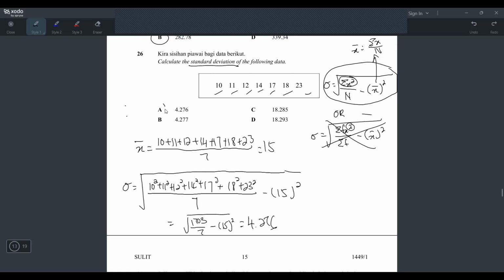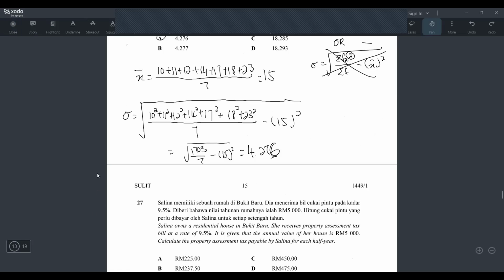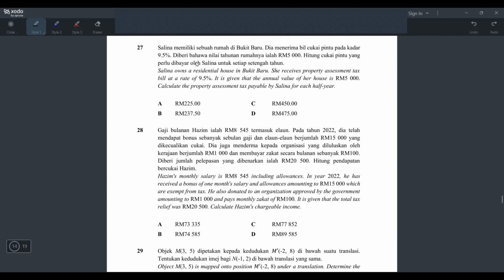4.276. Wait, is the answer A or B? Because A and B are very close. So let's look carefully. 276, the next digit is 1. So I don't think I have to round off. So I think it's 276, not 277. So that's the answer. Okay, number 27.